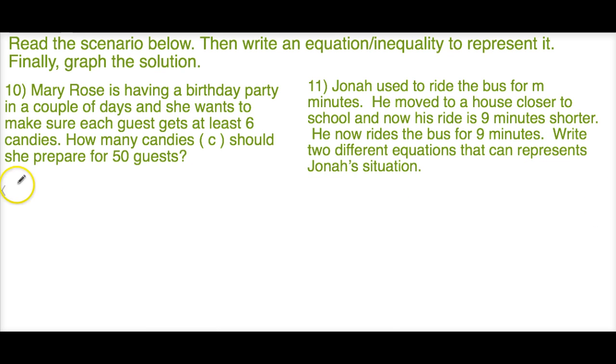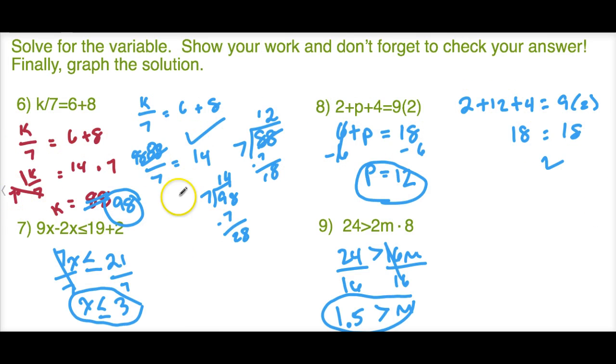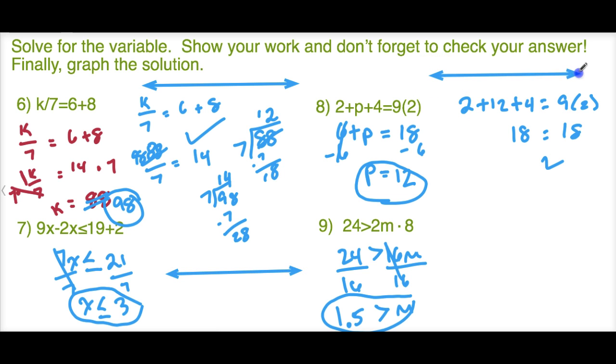Oh, sorry, I forgot to graph those. So, let me get a line up here. Double arrow. Oh, I ran out of space, huh? I'll go here, here, here. Okay.